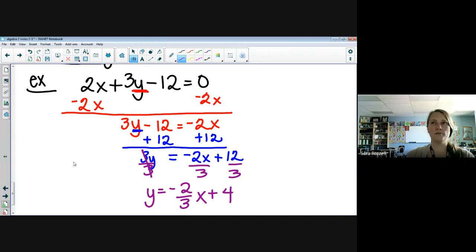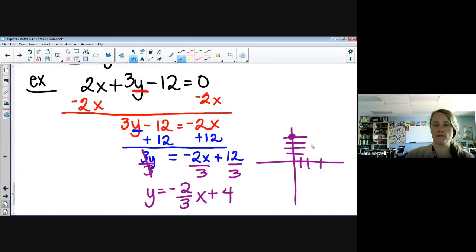What is our starting number if we were going to graph this? We would start at 4. And then are we going up or are we going down? Down, right? Down 2 and right how many? 3. So if I was going to graph it, which you don't have to on your page if you don't want to, 1, 2, 3, 4, that's where I start. I go down 2, point, over, 1, 2, 3. Just like that. Okay. Start at the y at 4, down 2, over 3, connect my points.